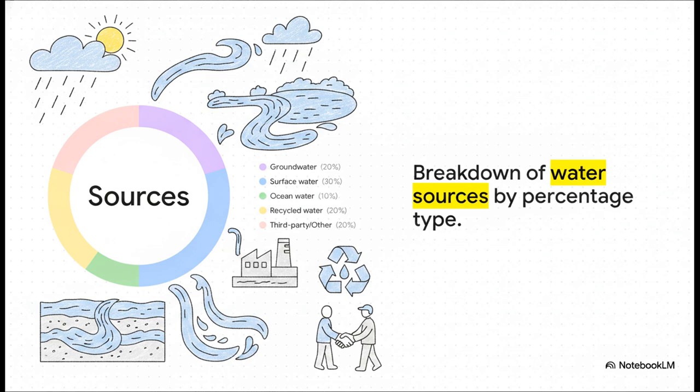Are they pulling from groundwater aquifers deep below the earth? Are they relying on surface water from lakes and rivers? Or maybe they're utilizing ocean water through super energy-intensive desalination. They even have to report if they're using recycled water or simply purchasing their supply wholesale from a third party. This tells us a massive amount about a utility's vulnerability to things like droughts, climate change, and raw material costs.